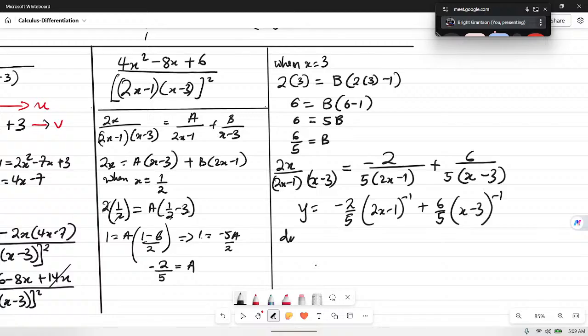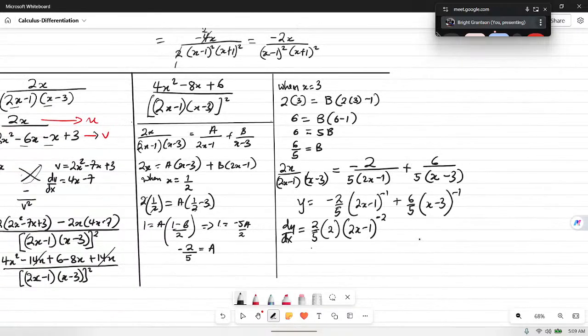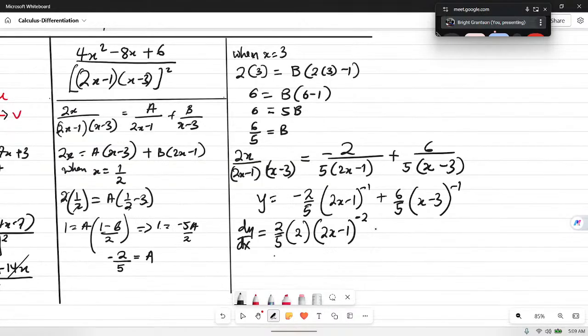So dy/dx. We are going to use the composite function rule. This negative multiplies this negative, giving you positive 2 over 5. Differentiate the inside bracket, you'll be getting 2, right? Then the function itself, 2x minus 1, to the power negative 2 because you are subtracting 1. Differentiate the x, old exponent multiplication, reverse exponent, 1 subtraction.